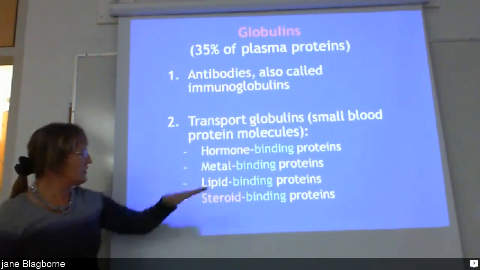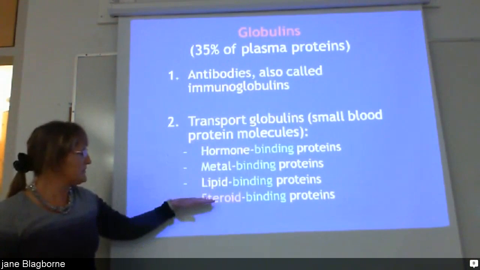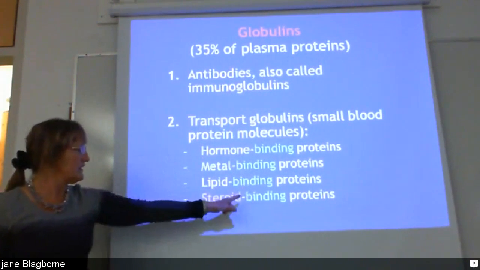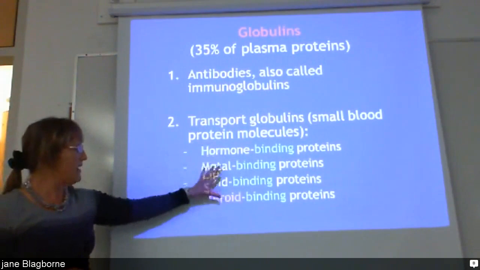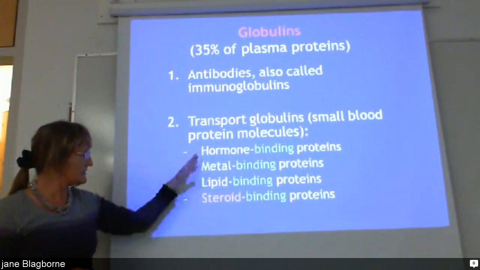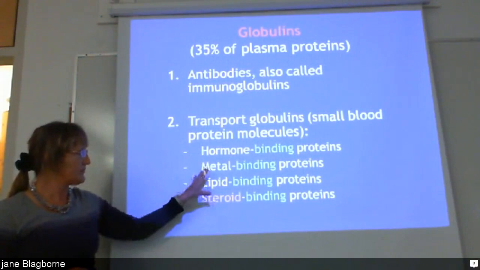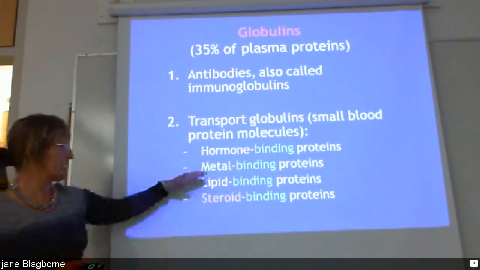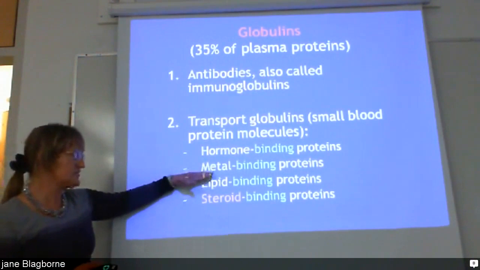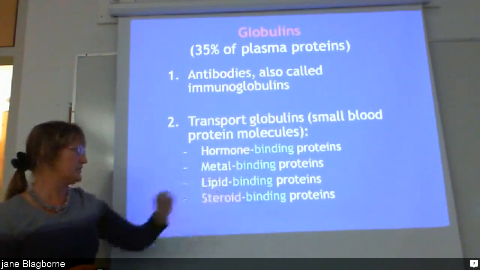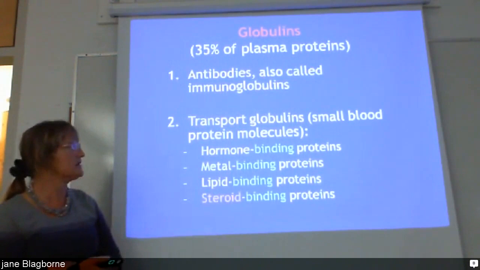So you can see here with the hormone, metal, lipid, and steroid, they're binding proteins. So in other words, they bind to the hormones or metals so that they can move them. So if there were some kind of heavy metals in your system, they can bind to the heavy metals and move them to the liver so they can be detoxified.